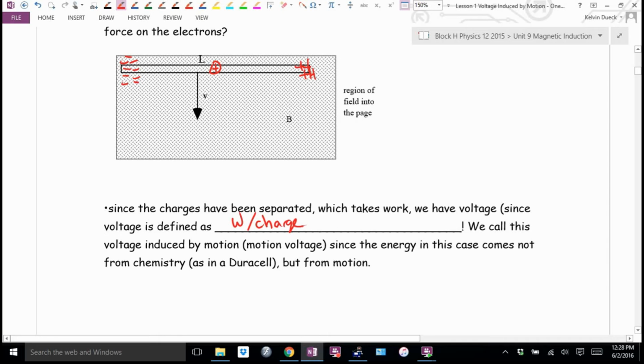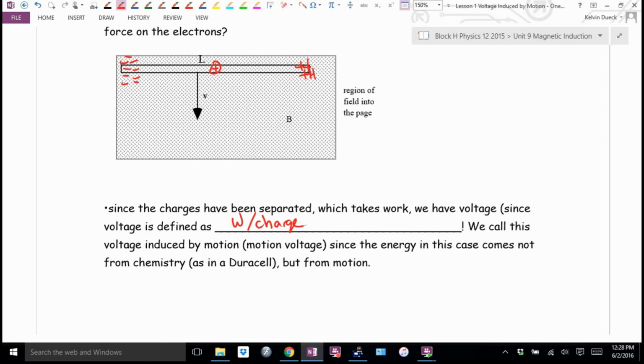We call this voltage induced by motion voltage, because the energy in this case comes not from chemistry, as in a Duracell, but from motion. We call this an induced voltage. Okay? You haven't created free energy, by the way.